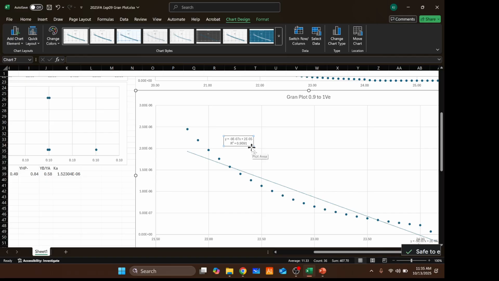See how that gave me my slope, my y-intercept. It also gave me my R squared, because I selected to display my R squared. If this is typically less than 0.95, you would want to change your frame. It's not a very good fit. Mine's less than 0.95, so I would likely want to change my frame.